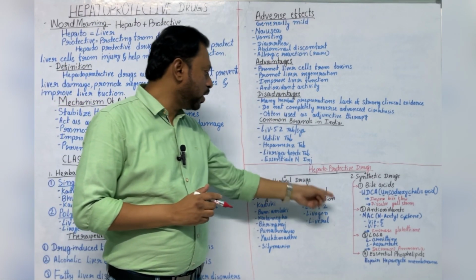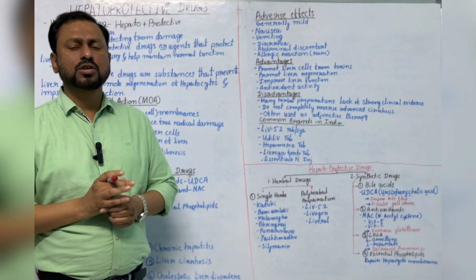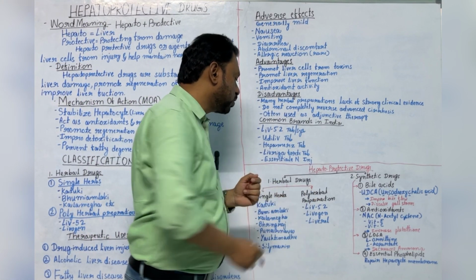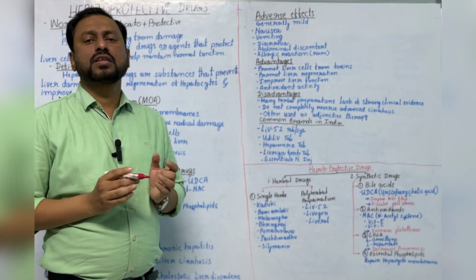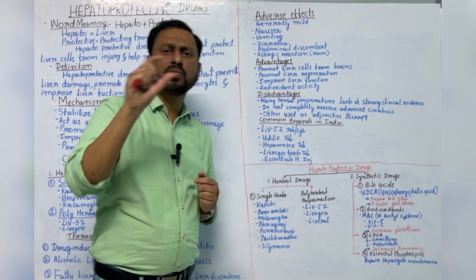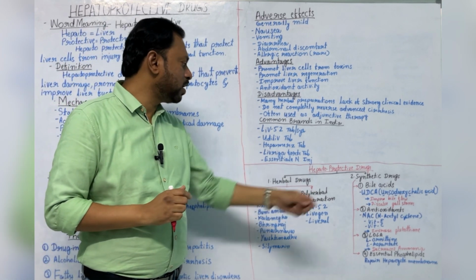The second one is polyherbal preparation, which is commonly available in pharmacies or medical shops. Very famous brands are Liv 52, Livogen, and Liverol. These are polyherbal, which means multiple herbs are included in one drug. This is the polyherbal preparation.